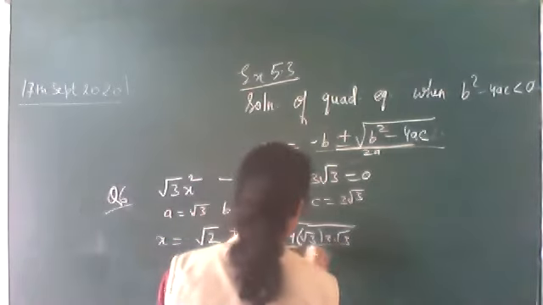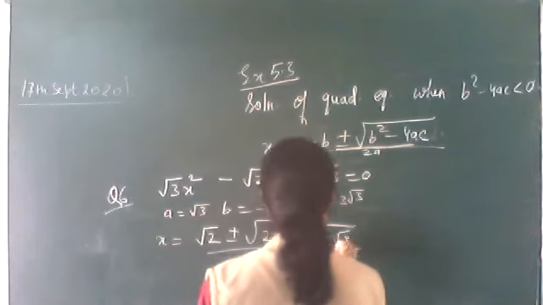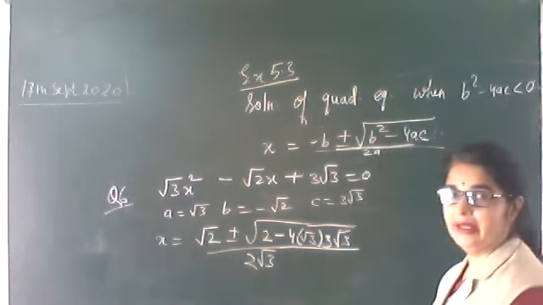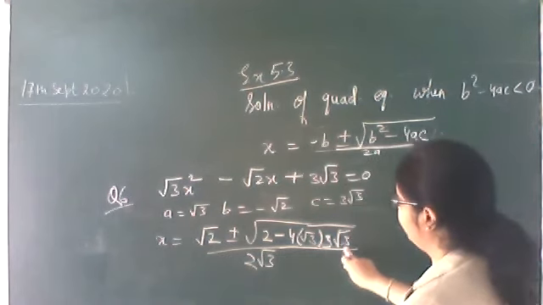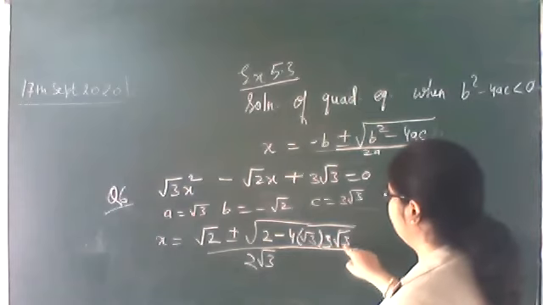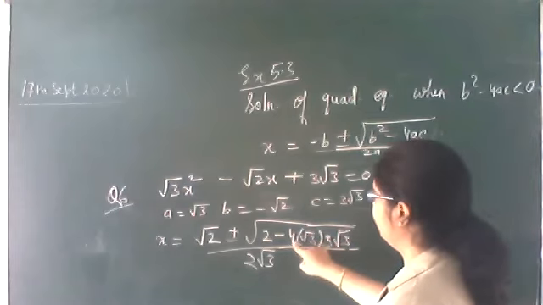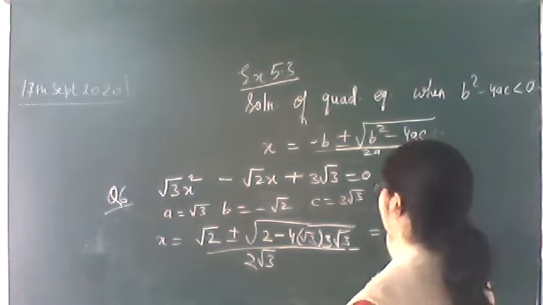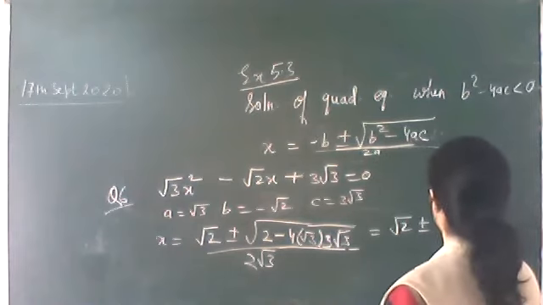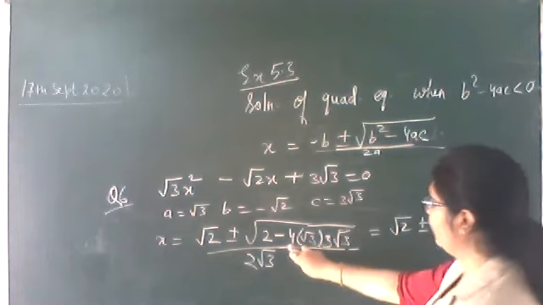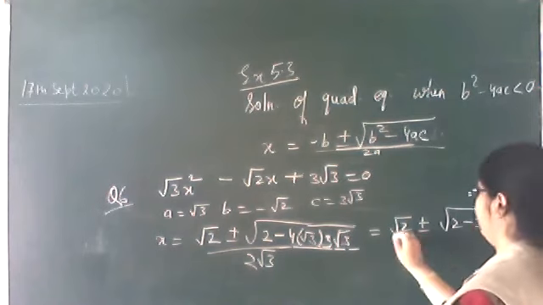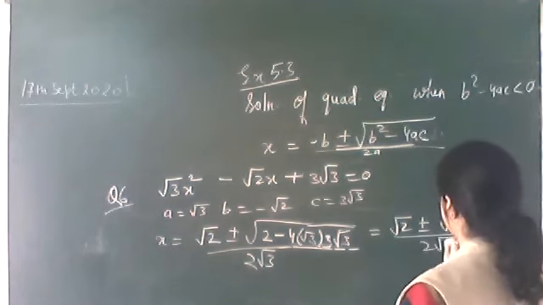Just substitute the value, nothing you have to do. This is root 3, this is 3 root 3. Clear? Now just see, this root 3 into root 3 is what? 3. So you will have what? Root 3 into root 3, 3. 3 into 3, 9. 9 4s are 36. So you will get what? Root 2 plus minus root of 2 minus, again I am telling you 4 3s are 12. 12 into 3, 36 upon 2 root 3.